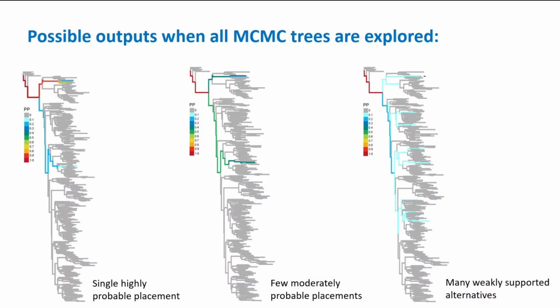The third possibility is that you get many weakly supported clades. This is the right tree. This naturally is not the optimal result, and it basically shows that your fossil does not have enough phylogenetically informative characters. So basically, you cannot say much about the phylogenetic position of this fossil.